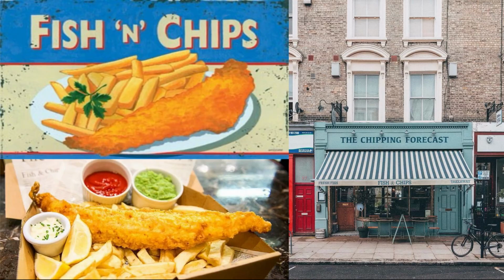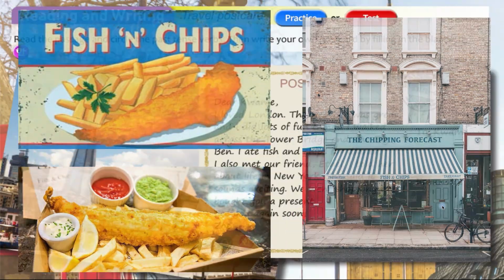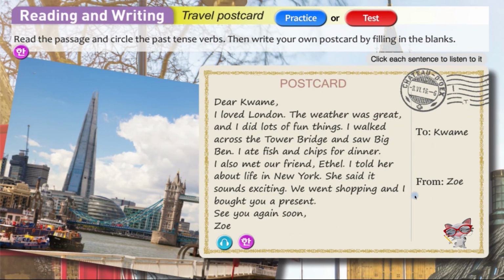And all right, fish and chips. That's the traditional English food. This is a fish and chip shop. If you go to London and you want a fat, greasy meal, and you want to be really heavy, have fish and chips. Notice it says takeaway. You go there, and you take it to your home, and eat it there. Great fish and chip shop. Oh, forecast. Very clever, that. The chipping forecast. So, yes, that's the postcard.